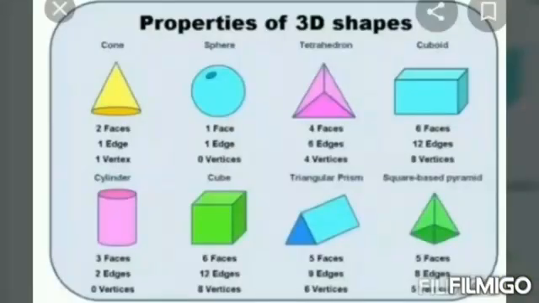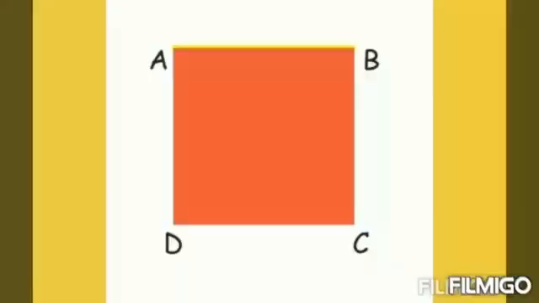Cube, cuboid, cone, cylinder and sphere are given here. These are called 3D shapes. Next, do cube and cuboid have the same properties? Yes, both have the same properties: 6 faces, 12 edges, 8 corners. Shall we go to the next question?